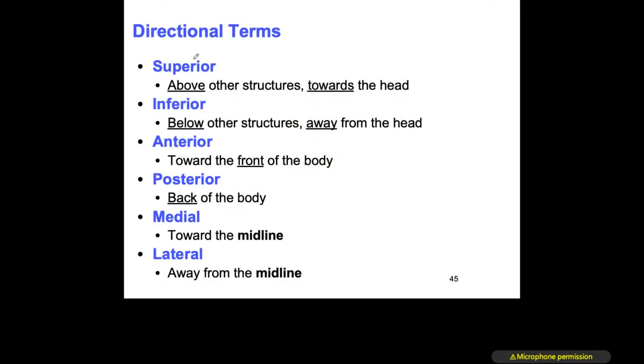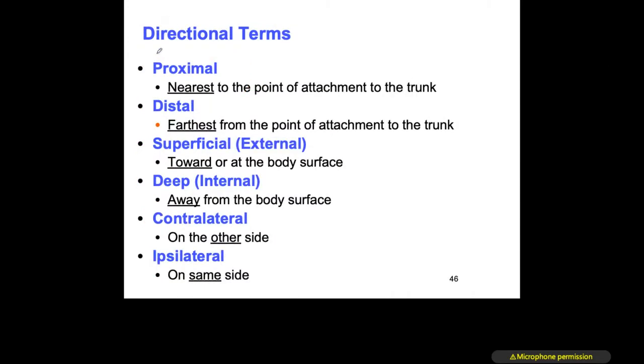When we talk of directional terms, superior, inferior, anterior, posterior, medial, lateral. So superior and inferior, these are opposites. Anterior and posterior are opposites, medial and lateral are opposites. So anterior is the front of the body, posterior is the back of the body. Medial is the midline, and when you start moving away from midline, you're moving lateral. Superior is towards the head, inferior is down below. Proximal and distal are opposites. Superficial and deep are opposites. Contralateral and ipsilateral are opposites.